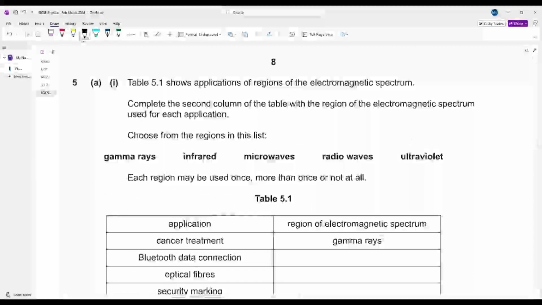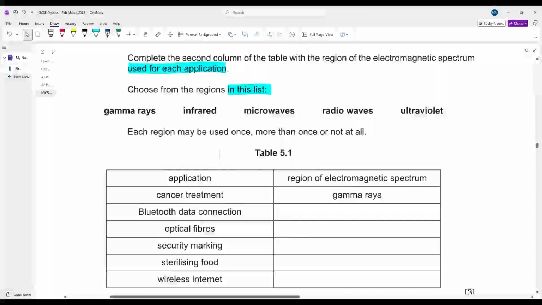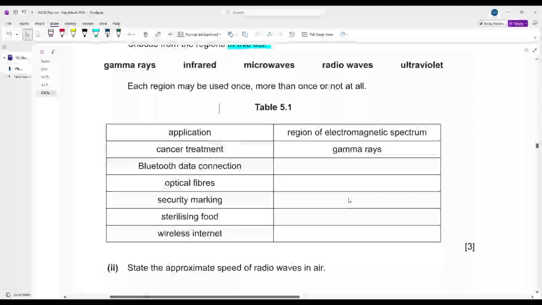Scroll down a bit. Figure 5.1 shows applications of regions of the electromagnetic spectrum. Complete the second column of the table with the region of the electromagnetic spectrum used for each application. Choose from the regions in the list. हमने choose करना है from this list and we have to write it here.